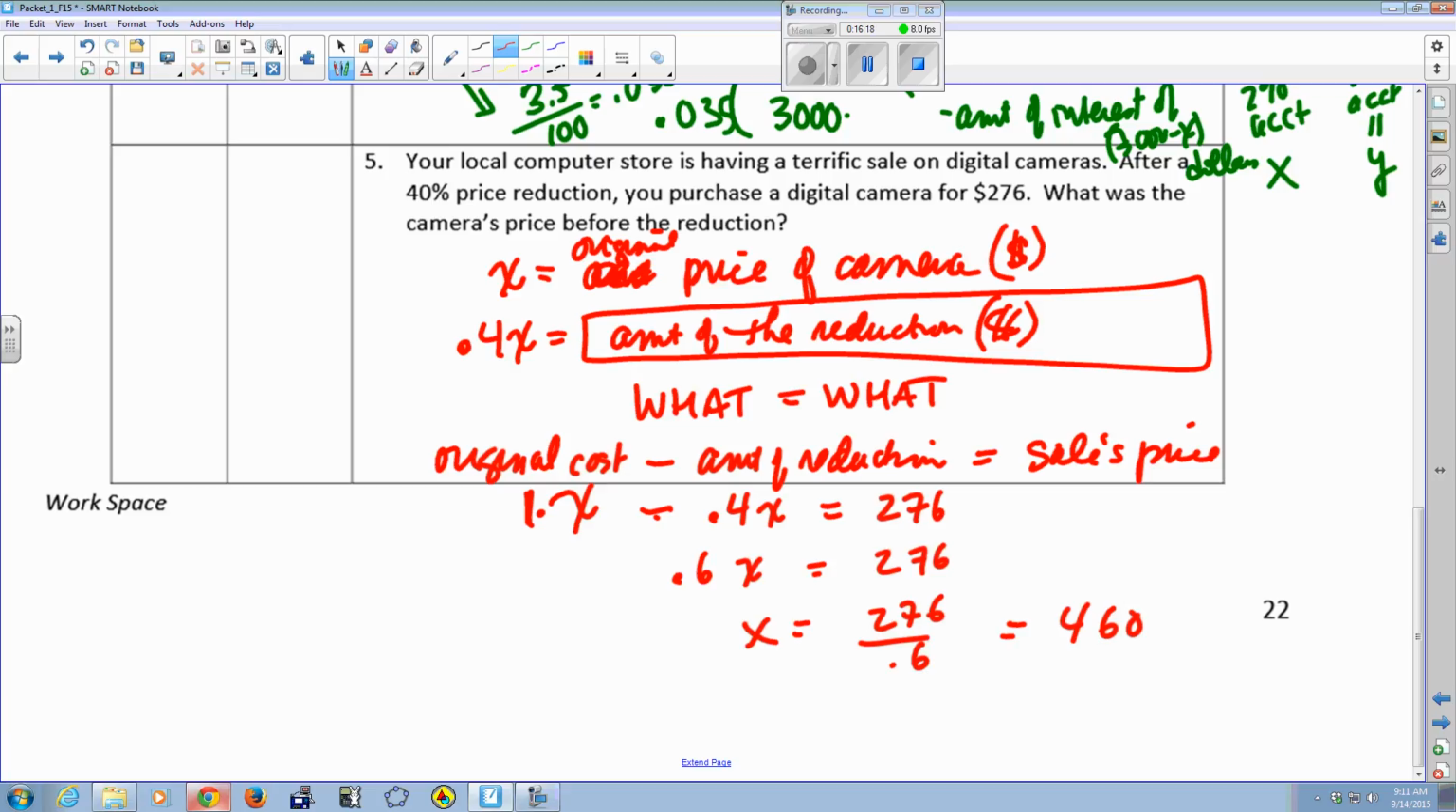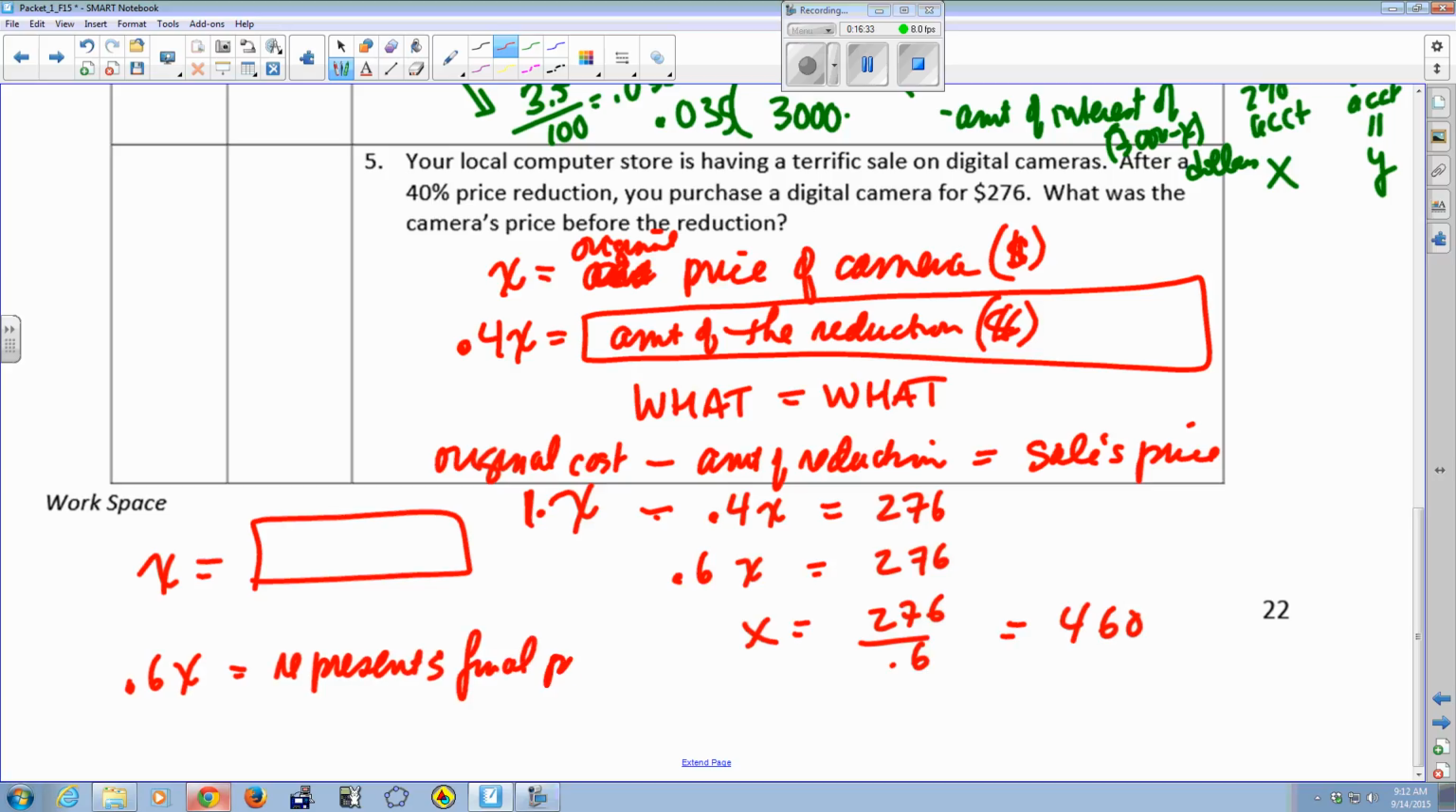Now, you might say, I don't want to go through all that. You don't have to. You could have done this. You always got to tell me what x is, which is written above. You could have just said 0.6x represents the final price. So if you did that in your head and you wrote it down, then you can go to the what equals what, and you can do this and then solve that. Okay? So there's a lot that goes on in these couple of steps.